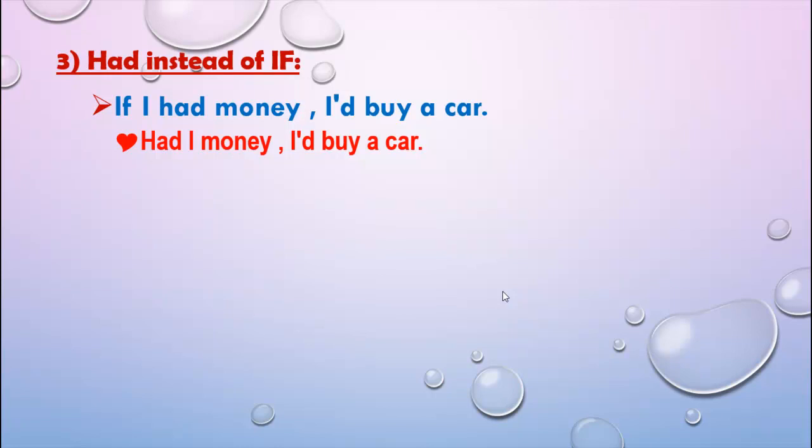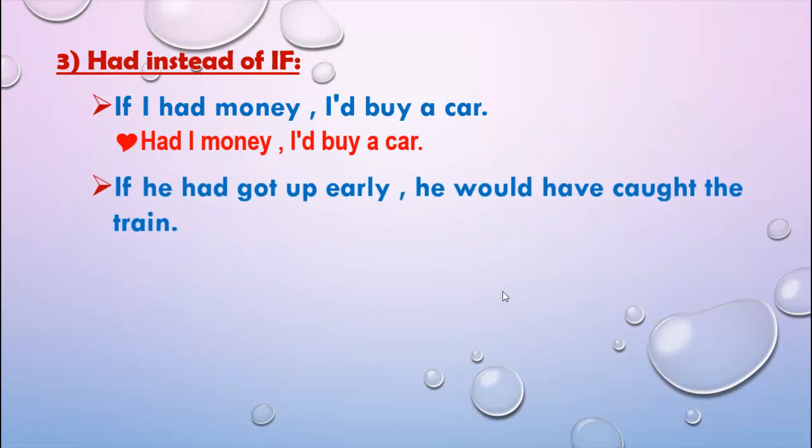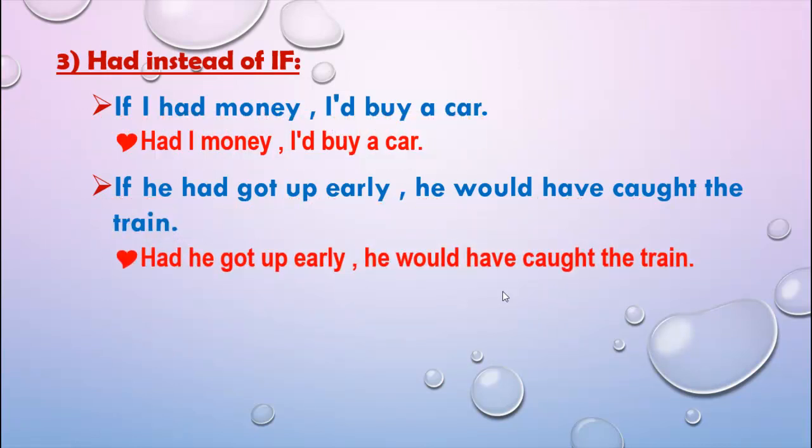Sometimes we can use had instead of if with the third conditional. Look at this example. If he had got up early, he would have caught the train. We can use had instead of if in this way. Pay attention. We can say, had he got up early. Once more, had he got up early, he would have caught the train.